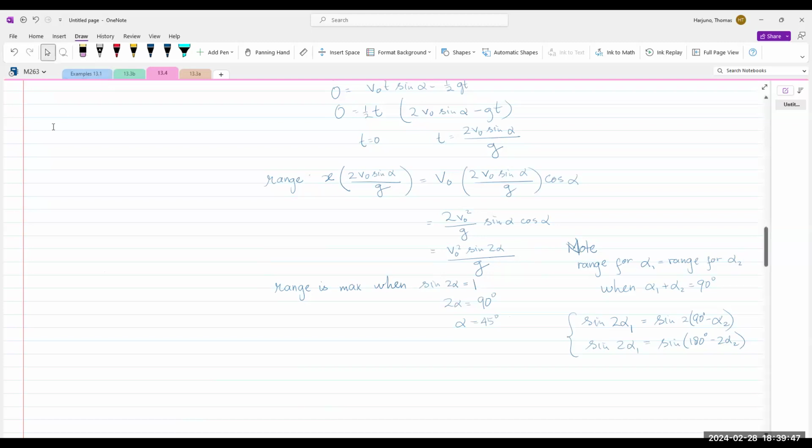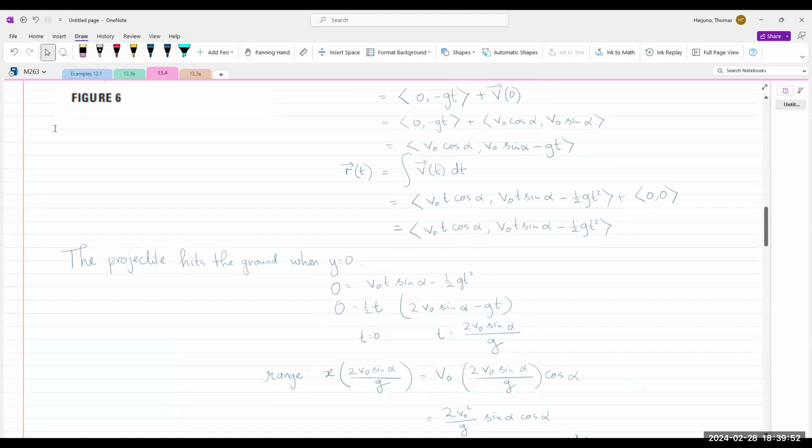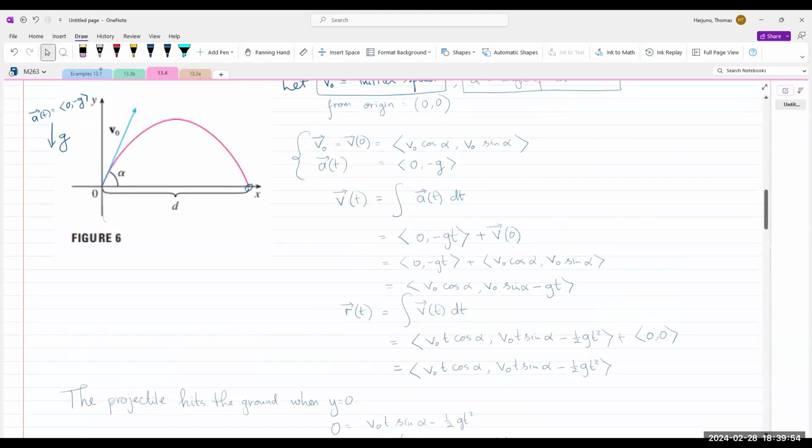Another thing we can talk about is at what speed. We know that it will hit the ground there. It will hit the ground there. But can we tell at what velocity it hits the ground, and therefore at what speed it hits the ground?